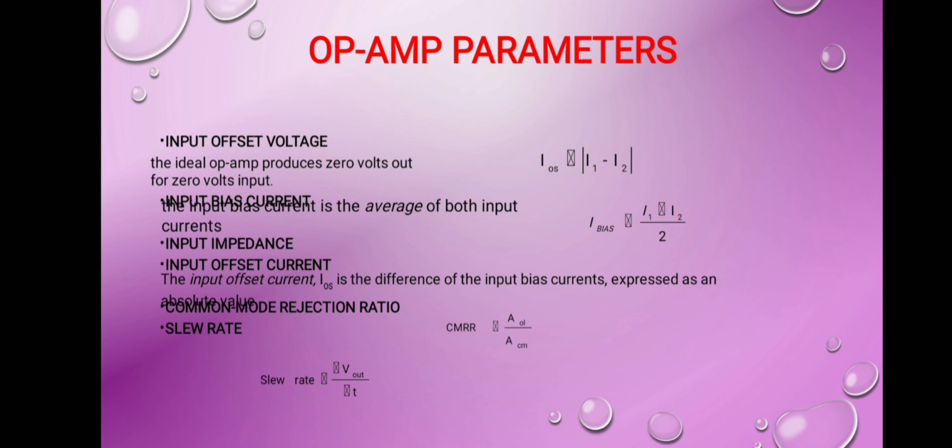These are important parameters. As per the requirement, these parameters change, and whatever the application we require, for that the different IC 741 or other op-amps are chosen as per the requirement of the application.